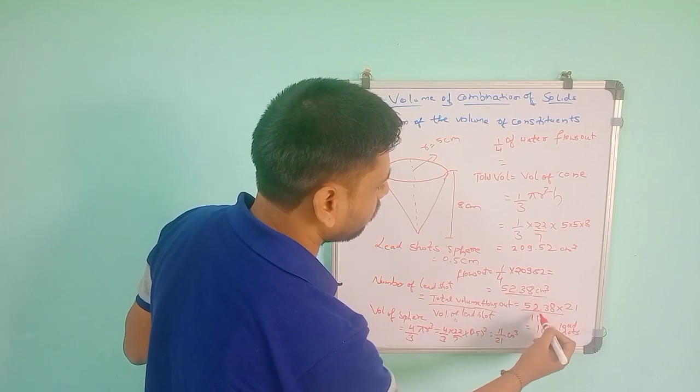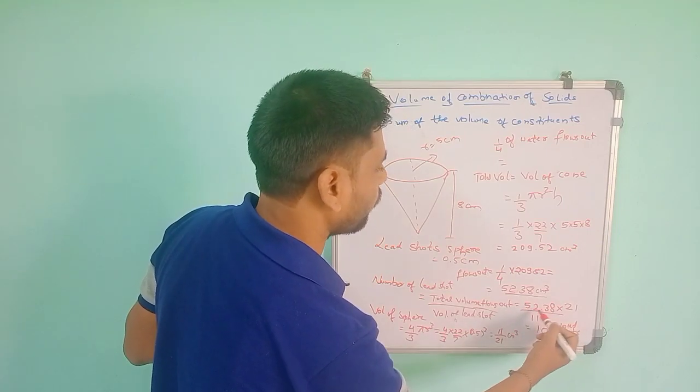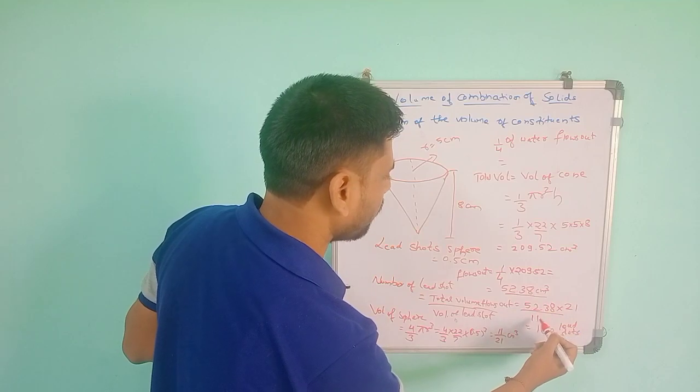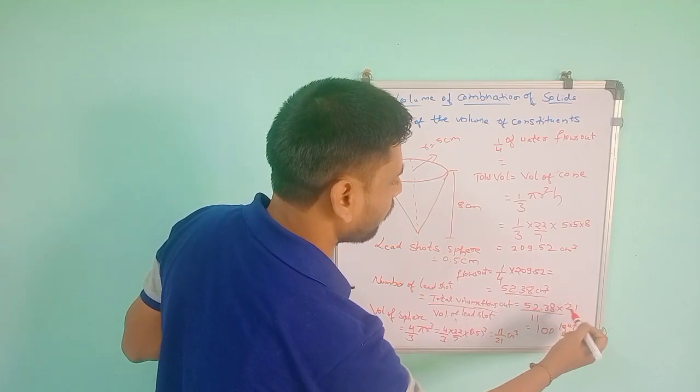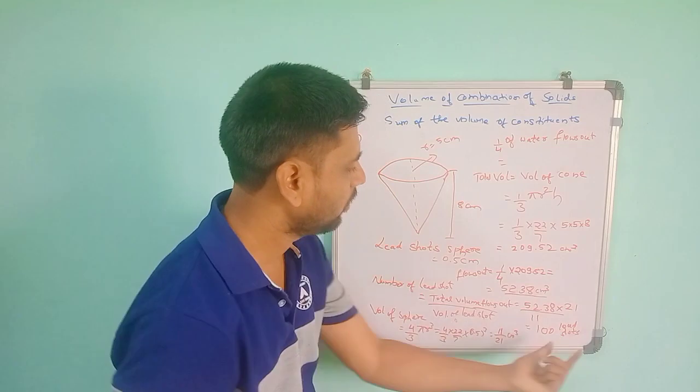Then 11 by 21, you have to split in this. The total is 52.38, divided by 11 by 21. So the 11 by 21 will go upside, and you will get exactly 100 lead shots.